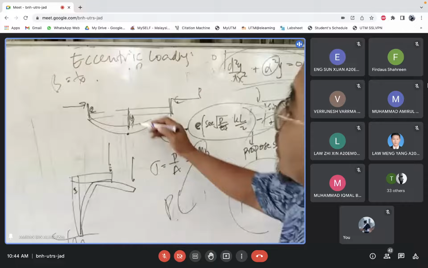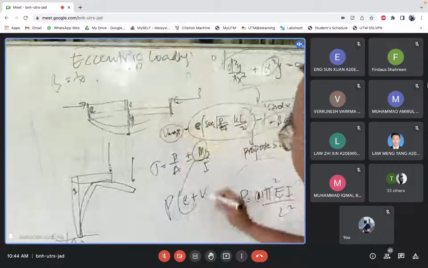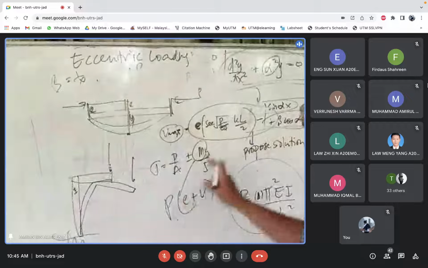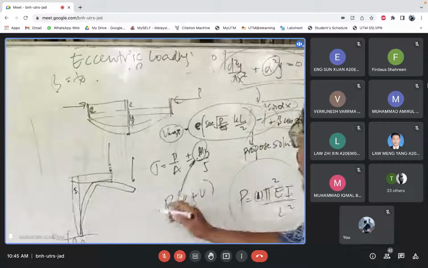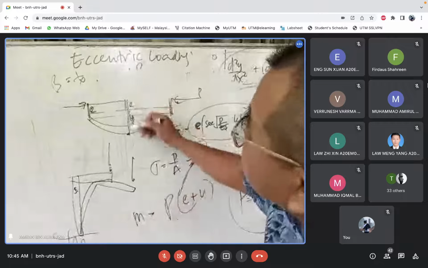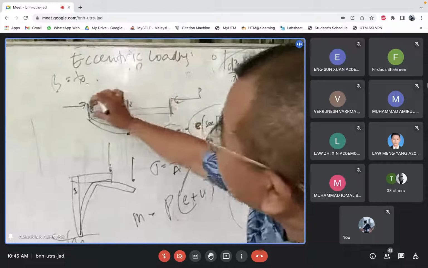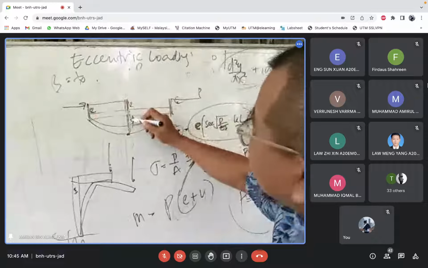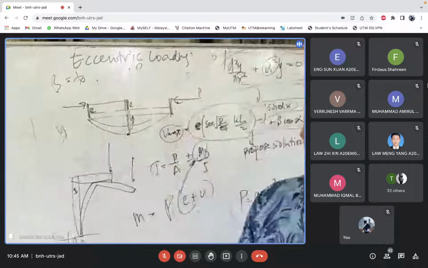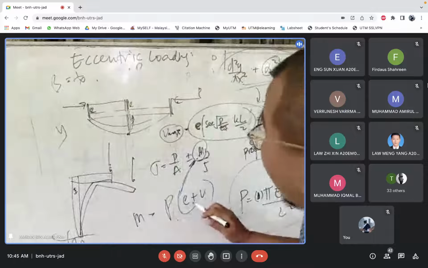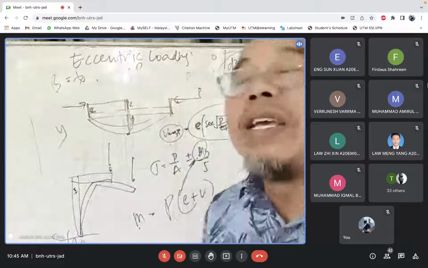P times distance. What is the distance from here to here? E plus V, right? E plus V. Are you with me? When you know the V there, you can calculate the moment there. The moment is P times that distance. So that distance can be calculated from the formula. The original distance is E, and then the deflection is that much, the V. The other one uses Y, whatever, same thing. And then you get the moment, and you get the stress, right? Are you with me, guys?